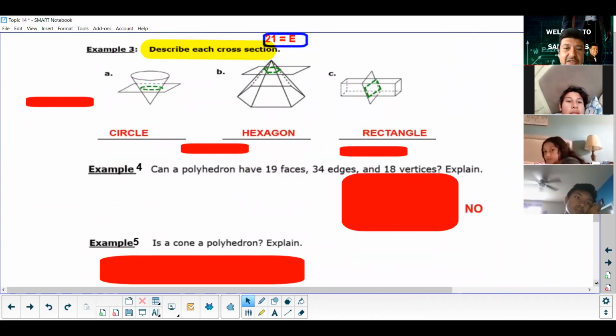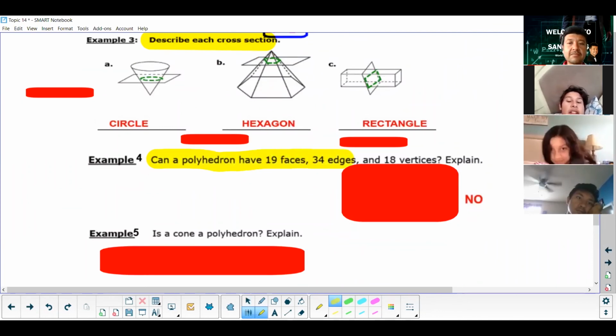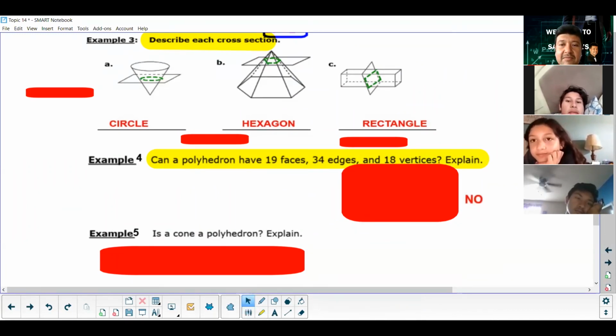All right, so Maximus, read the directions on example 4. Can a polyhedron have 19 faces, 34 edges, and 18 vertices? Explain. Can it? No, because I see no on there. Okay, other than no, how would you prove it? How would you guarantee me the solution? Do the formula. Okay, so tell me the formula. I forgot.